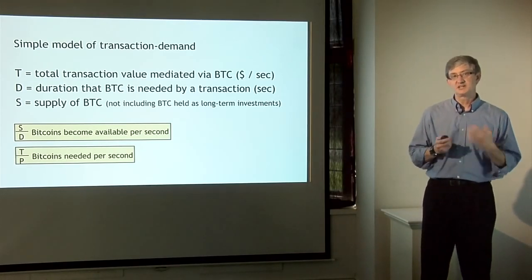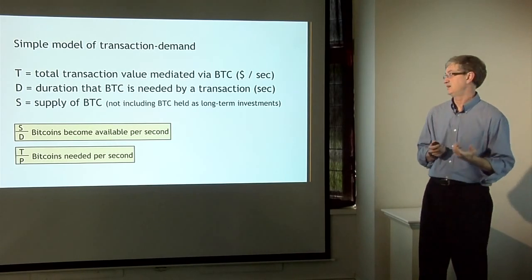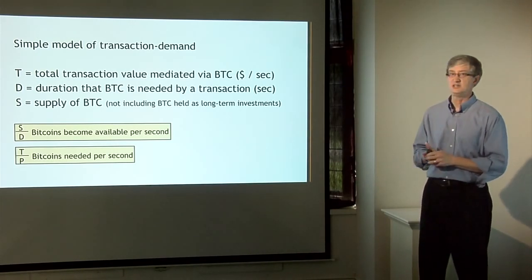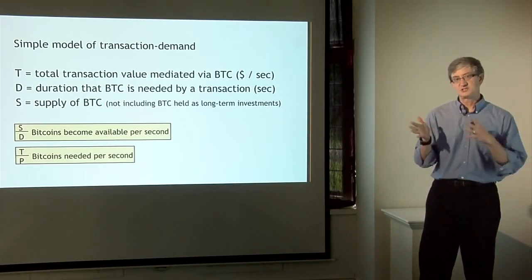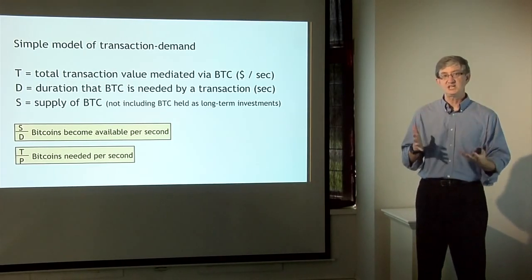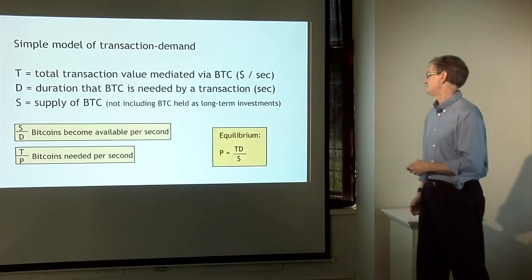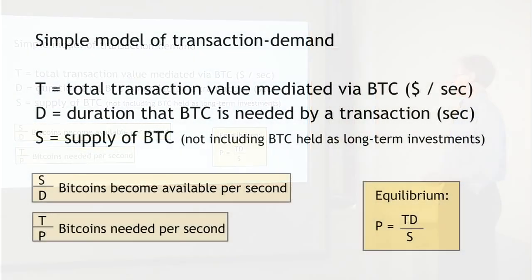And so the equilibrium condition, the point where you'll end up in this market, is where the supply, S/D, is equal to the demand, T/P. And so if you set those two expressions equal to each other, and then you solve for P, the price, what you get is this: that in equilibrium, the price should be equal to T times D divided by S. All right, so what does this mean?